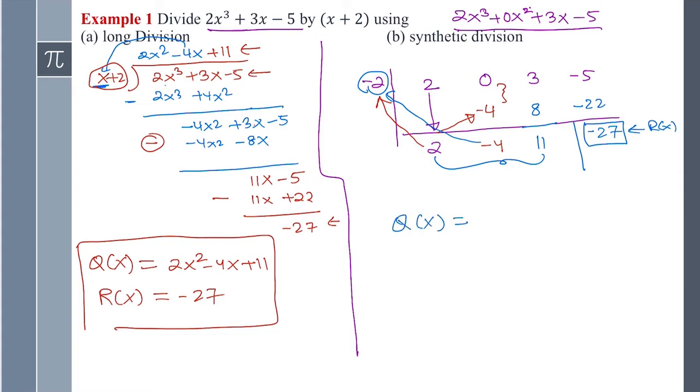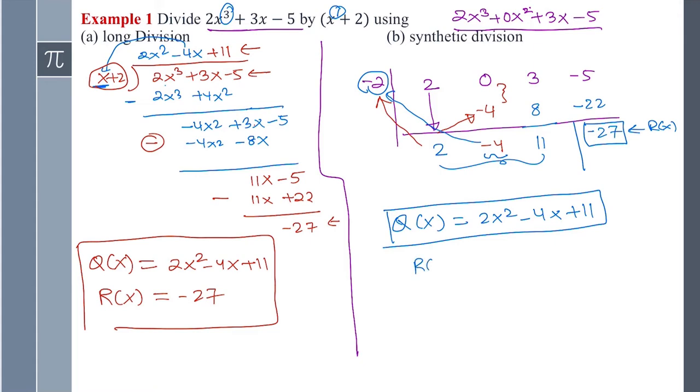q of x equals, so we are dividing a third degree polynomial by a linear, or degree 1, polynomial. So our quotient will have the highest power of x squared, okay? A second degree polynomial. So this is how we write it. We have 2, the coefficient of x squared, so it's 2x squared. Then we have the second number here, -4, so it's -4x, then plus 11. So this is the quotient, and then the remainder is -27, which is right here.